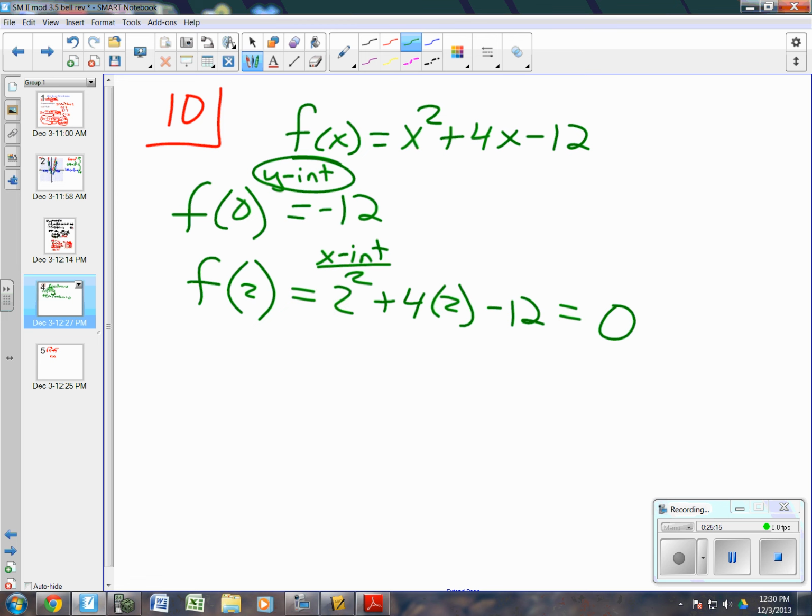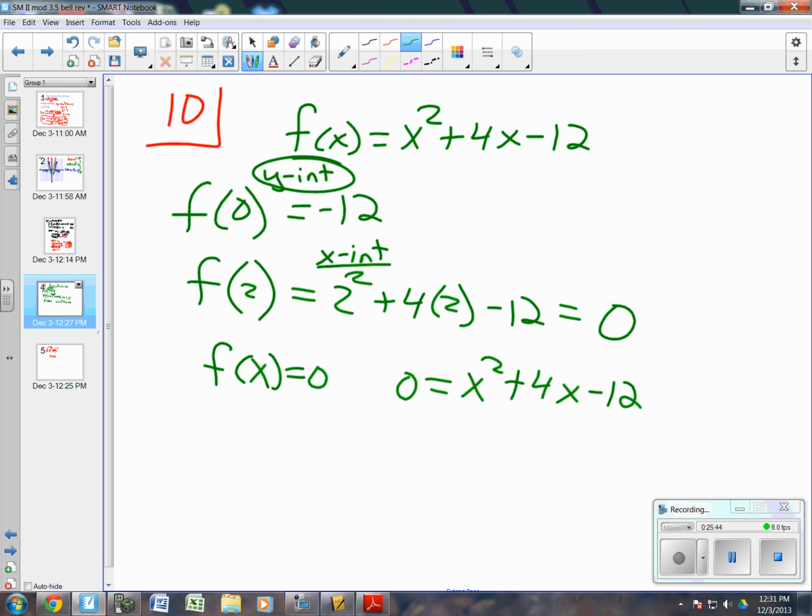So guess what? When you guys go down to part C, and it says f of x equals 0, we already got one of them. One of them's 2. But we're going to solve it. All we have to do is replace f of x with 0. So we have 0 equals x squared plus 4x minus 12. By the way, you can do this by factoring. We've learned how to do it by factoring, haven't we? We can put it in factored form.